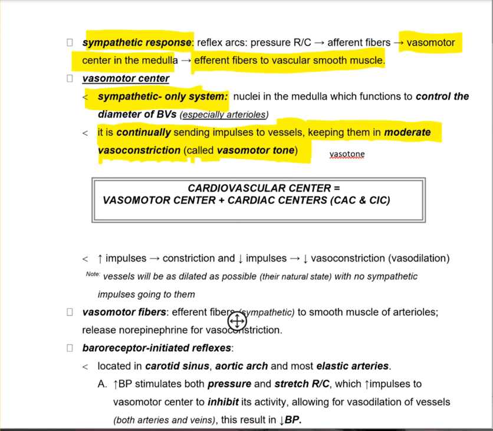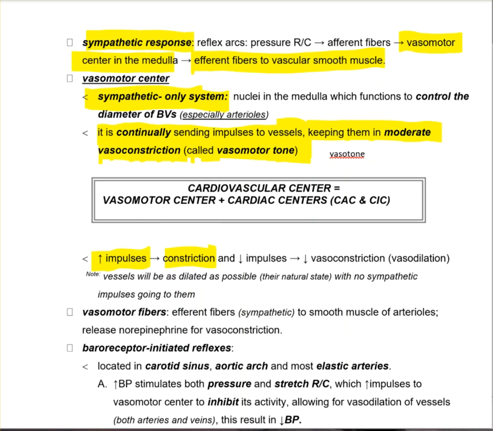So the more impulses that we have at the vasomotor center, the more constriction, and the fewer impulses, the less constriction. And that is indirectly vasodilation. This is why we don't need a parasympathetic, because all we have to do is just stop sending sympathetic messages, and the blood vessel will vasodilate. Okay? So if we didn't have any sympathetic impulses going to them, they dilate fully. Does that make sense? They just dilate completely fully.